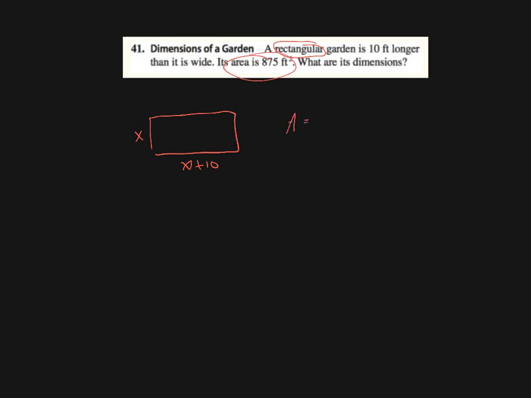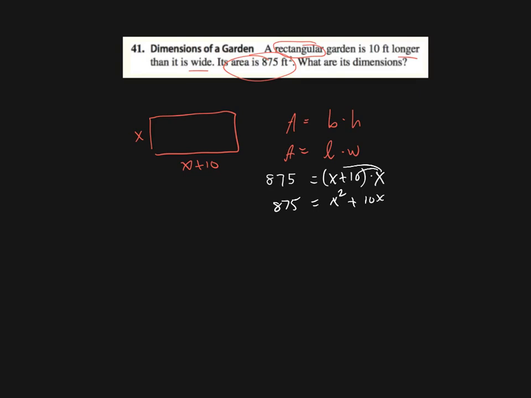So area of a rectangle is base times height, or again, area is equal to length times width, as they're using longer and wide. So we'll use letters that are appropriate for their language. And I have 875 is the total area. And that's going to be x plus 10 is my length, times my width is just x. Again, we have some distributing to do on the right side. So 875 is equal to x squared plus 10x.